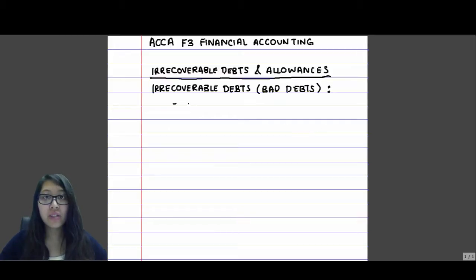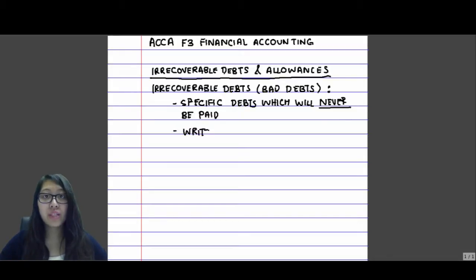So, definition wise, let's clarify that irrecoverable debts are specific debts which will never be paid. Now note how we have underlined the word never, meaning that there is a highly unlikely chance that this debt will ever be paid to the company.